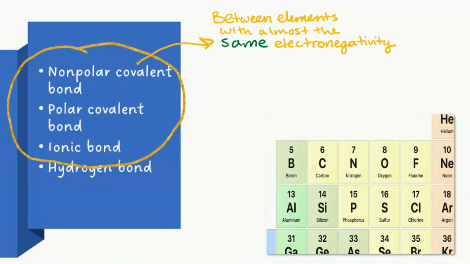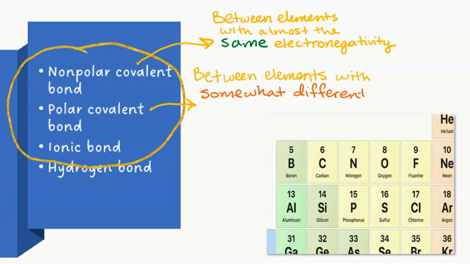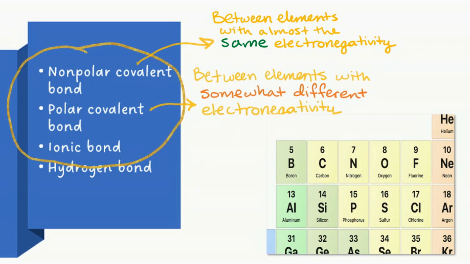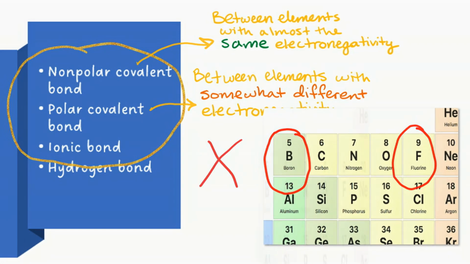Now, our polar covalent bonds are between elements with somewhat different electronegativity. So they're somewhat close together in electronegativity, but they're not almost the same and they're not very different. They're somewhere in the middle. A good example here could be between boron and nitrogen. These would be considered, if they came in close contact with one another, they would likely form a polar covalent bond. But if we were to instead take boron and fluorine, these would not form a polar covalent bond. Their electronegativity is just too different.